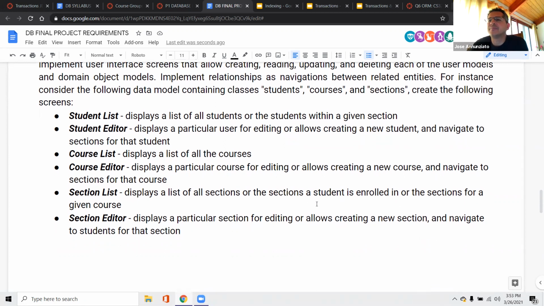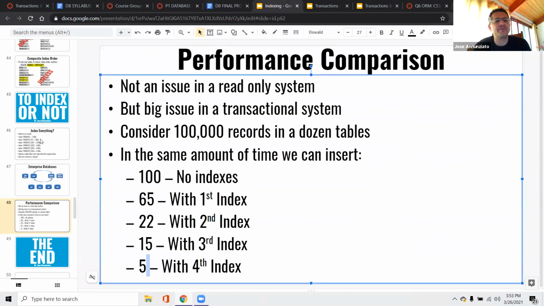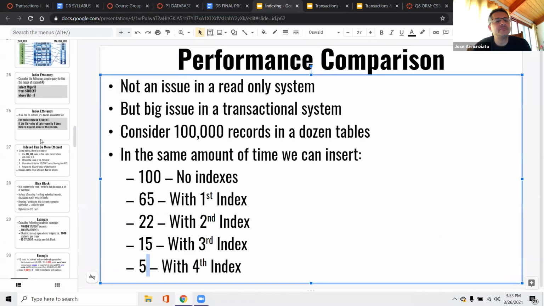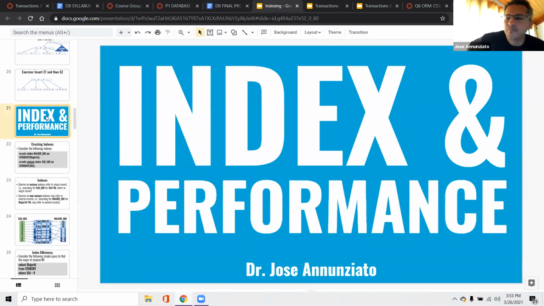Any questions? All right, if there are no questions, then let's finish off the material that we started on Tuesday. Let's see. I think we were talking about performance.